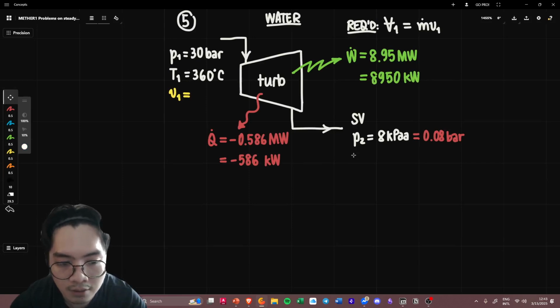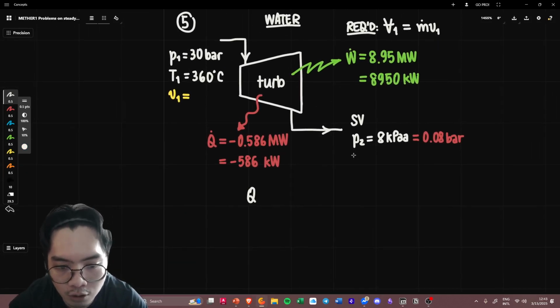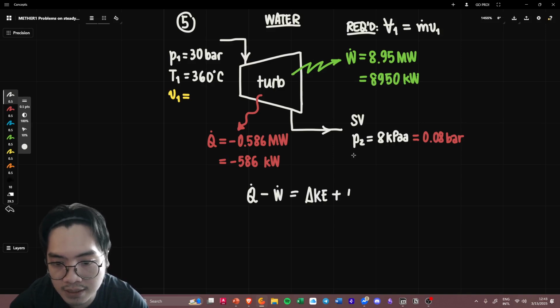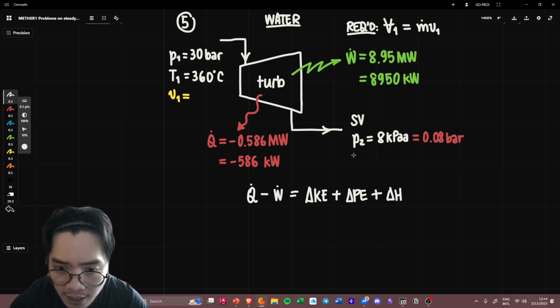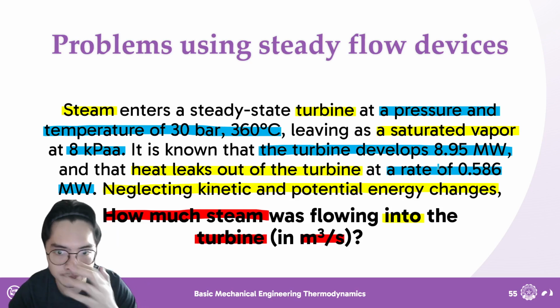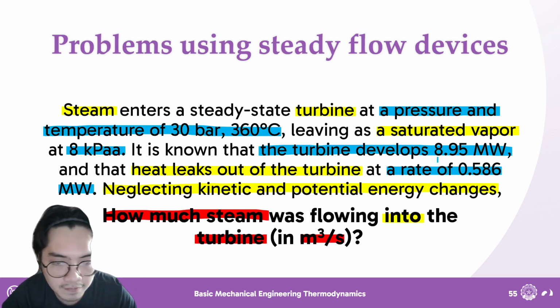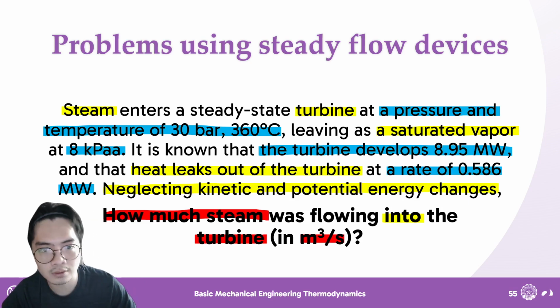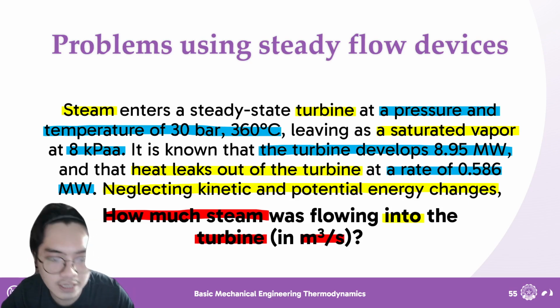We'll see, right? Let's just write down the first law, and that is how we will see. Q dot minus W dot is equal to delta KE plus delta PE plus delta H. And again, dot. I'll try to make sure to include the dots now. We have a value of Q and W. And do we see here a change?